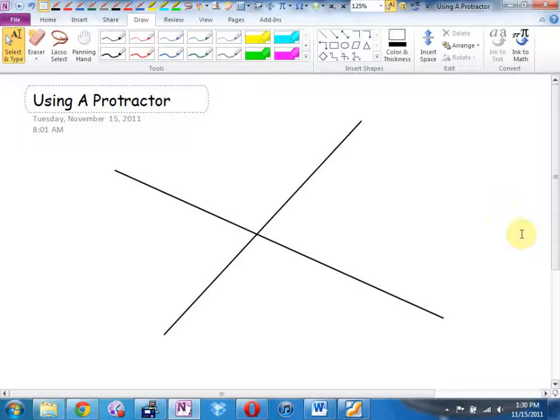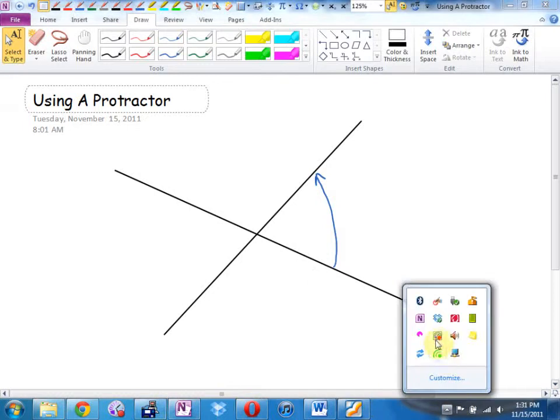But for now, once you've drawn, kind of, sort of, vaguely an X, I want you to see if you can measure accurately that angle right there using a protractor. Now, how are you going to do that using that small little thing? Well, let me pause the video recording and I'll explain to you.